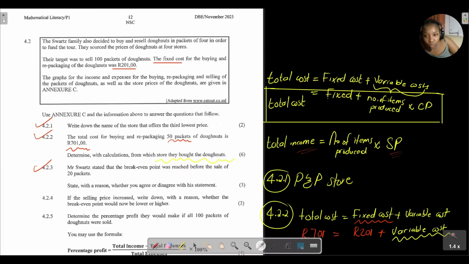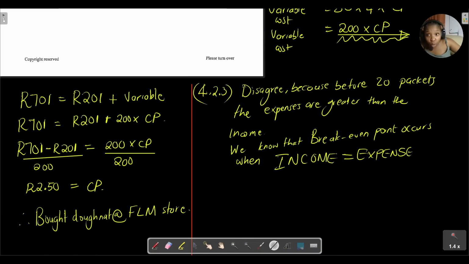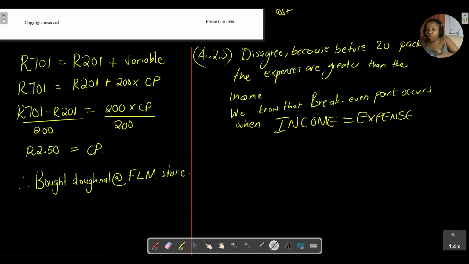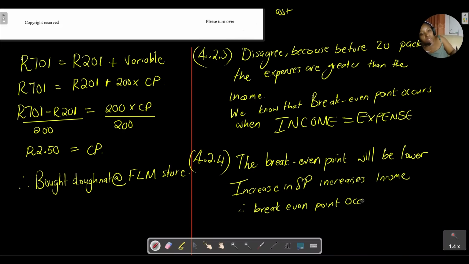So now to answer this question, if the selling price increases, write down as a reason whether the break-even point would now be lower or higher. The break-even point would be lower. Question 4.2.4. The break-even point will be lower. Why? An increase in the selling price increases income, therefore the break-even point occurs sooner.